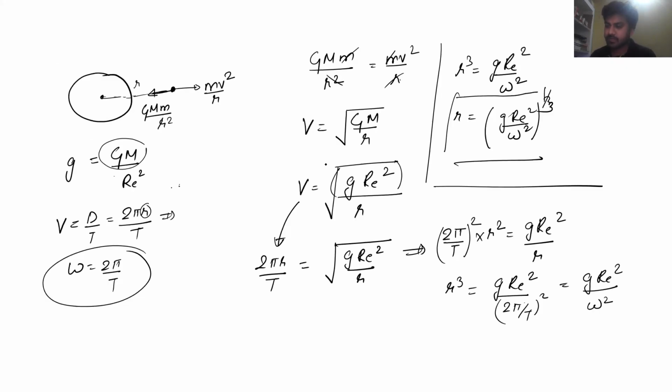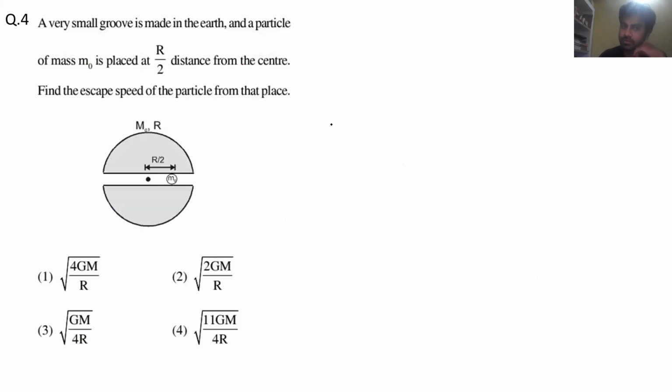Let's come to the next question. Question number 4, which is another good question, right? In question number 4, it is telling that a very small groove is made inside the Earth. And from the center point of this groove, there is a particle m0 located at a distance of r by 2. Now I want this particle to escape from the field of this planet, the Earth. Then what should be that escape velocity?